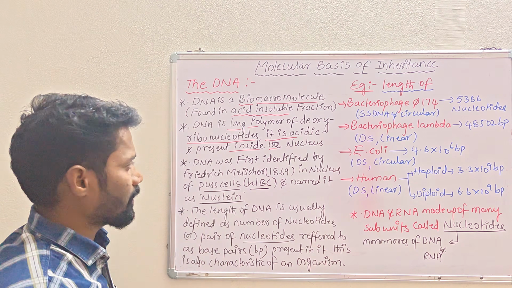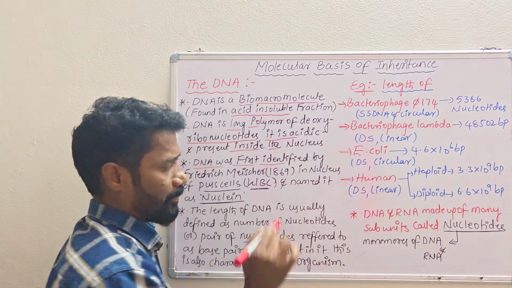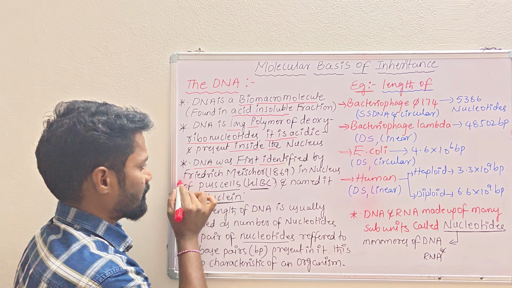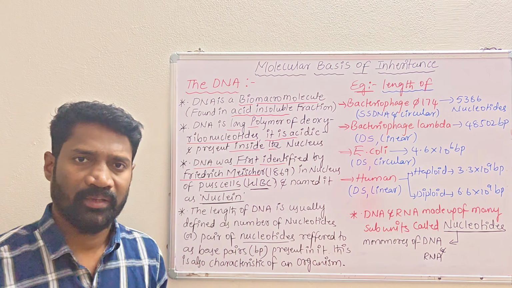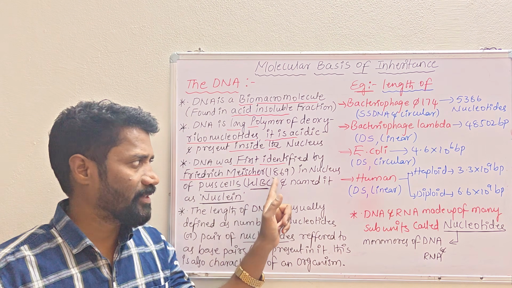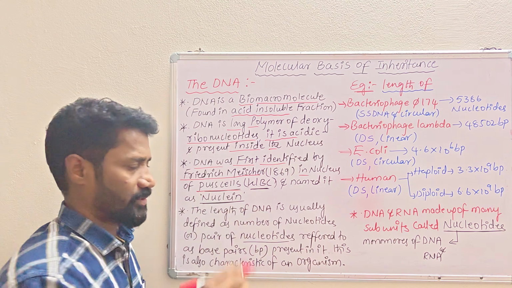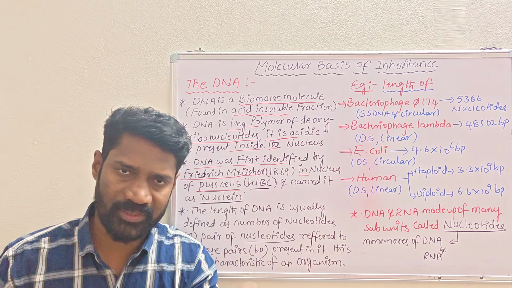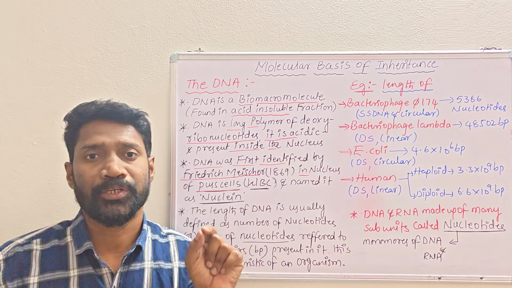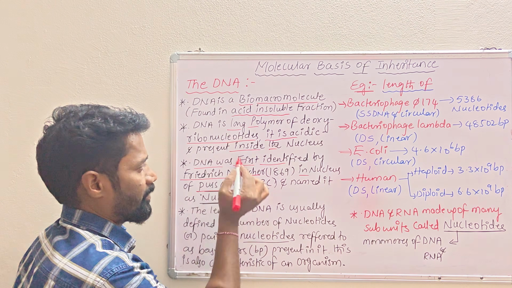Okay, right. The DNA was first identified by the scientist Frederick Miescher. What is the name of the scientist? Frederick Miescher, in 1869, in the nucleus of pus cells, WBC. For the first time, DNA was identified in which cells? Nucleus of white blood cells. By which scientist? Frederick Miescher.